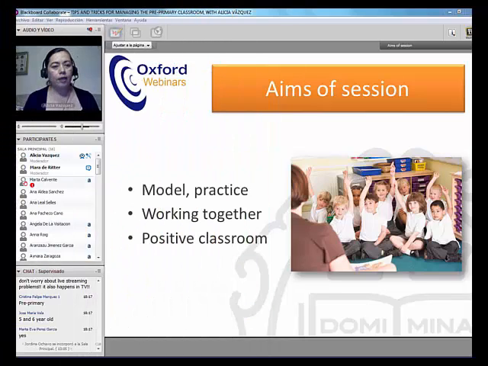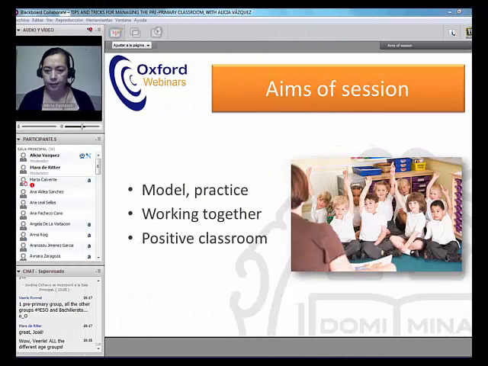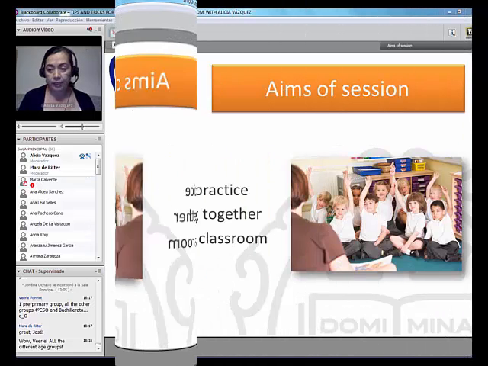What I'm going to focus on today: modeling and practice, working together, and having a positive classroom. These three things are very powerful, and they will help you go a long way to help children learn English, because without classroom management, it's very hard for our kids to learn.